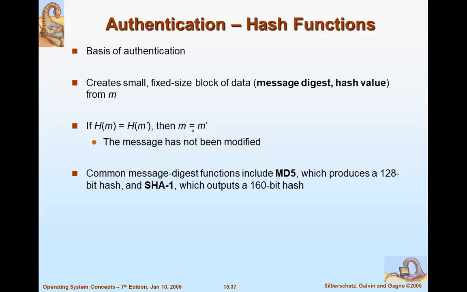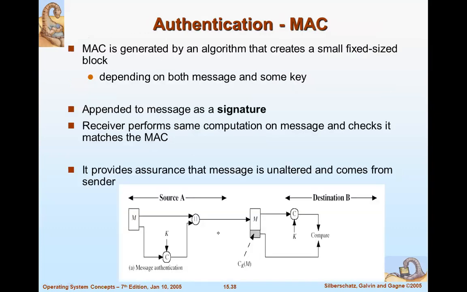The common message digest functions, as I told you, are MD5, which produces a 128-bit hash, and SHA-1, which outputs a 160-bit hash. So look at this, the hash size is also increased, and SHA-1 is another algorithm that is used for this purpose.